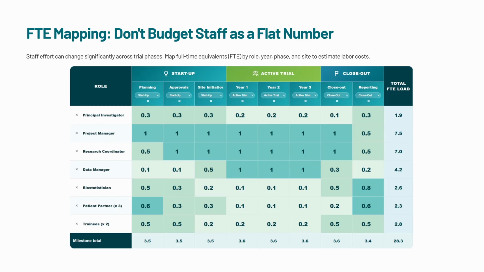FTE mapping helps you think through role, phase, year, and site needs. It also makes assumptions visible. For example, if site initiation is expected to take 3 months, the coordinator workload may spike during that period. This kind of mapping gives the budget a stronger operational foundation.